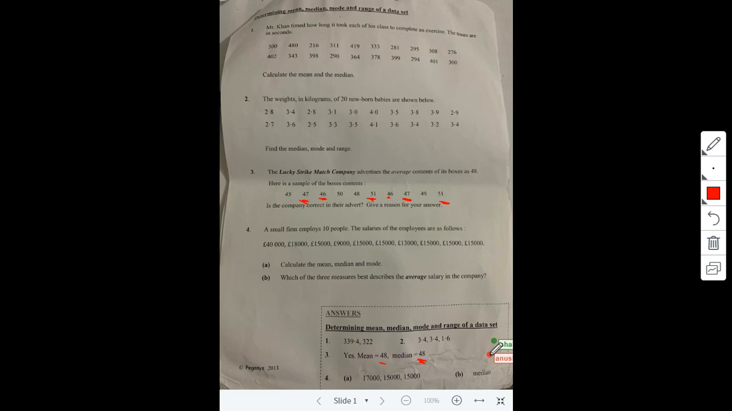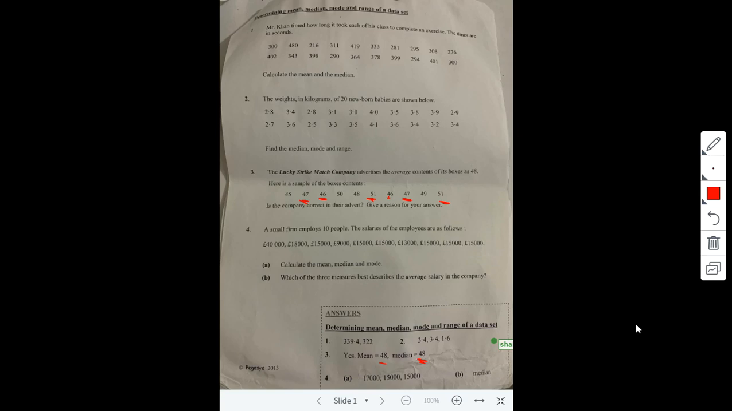I'm kind of confused. Let's say the median was correct and the mean wasn't, and the mode had more than one value. Would you still write median equals 48, so it's correct? Yes. Okay, so you just need one of the averages to be correct. Yes. So it's just important that one average is correct.